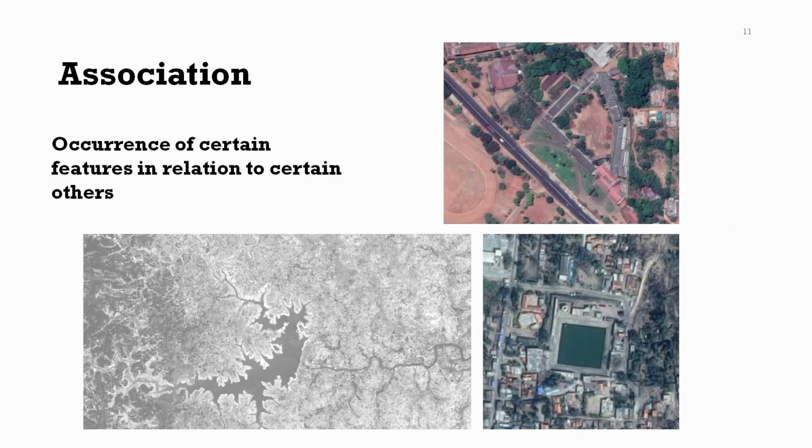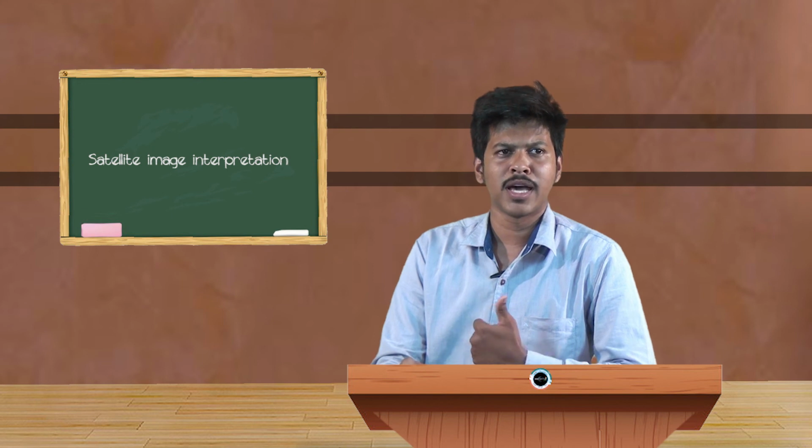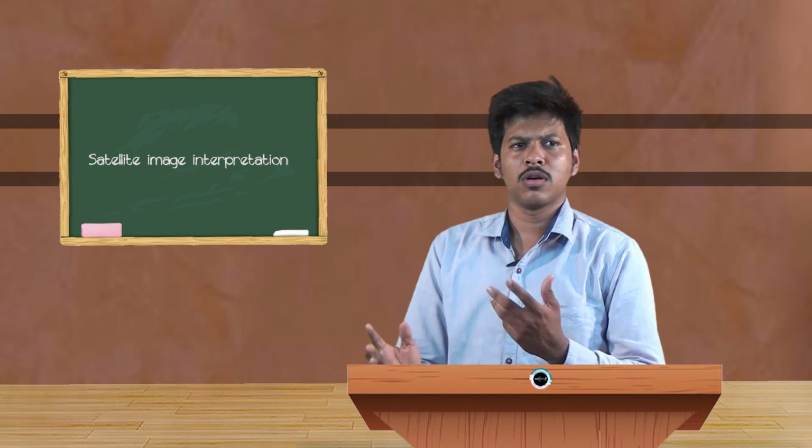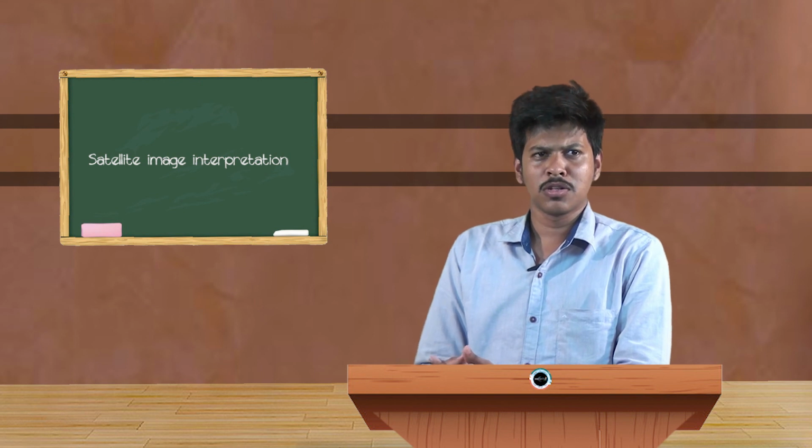Probably the last one is association. It's the occurrence of certain features in relation to certain other features. For example, the first image has a playground, so obviously there is a school or a college. Next, where you have a regular pattern of a kalyani, I can easily say there is a temple. The next is a picture of a reservoir, where at the outlet you can pinpoint a dam. And this is how almost all seven or eight image interpretation keys are helpful.